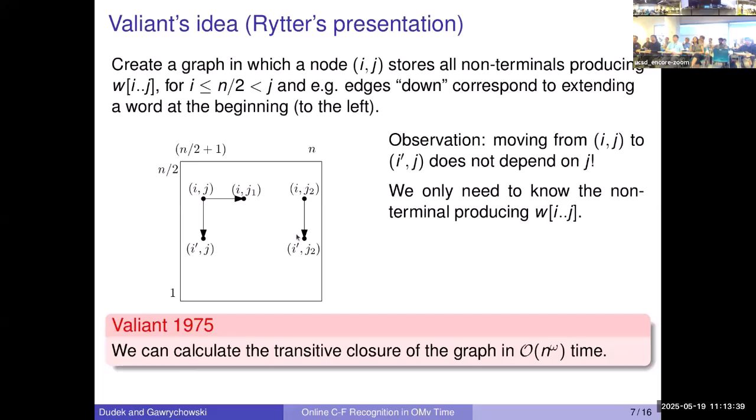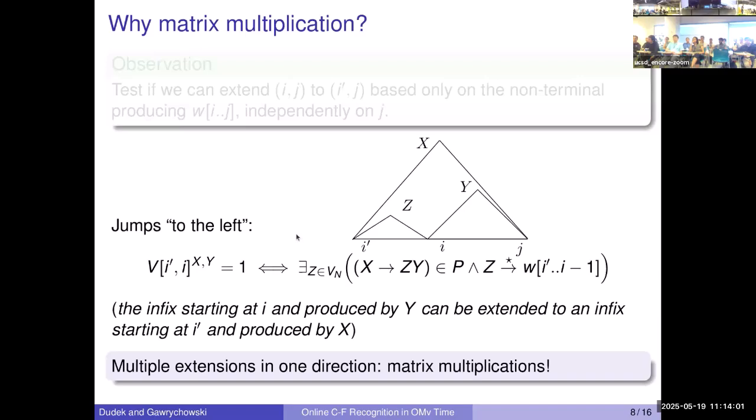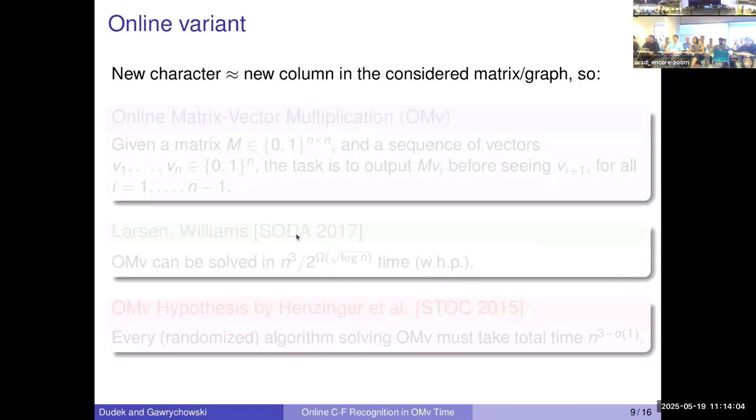Some repeated squaring. Yes, so then there is divide and conquer, of course, this iterative halving. But the main idea here is that this graph has this nice property that the edges are not arbitrary, right? All these jumps are in one direction, for example. So that's why there is matrix multiplication here.